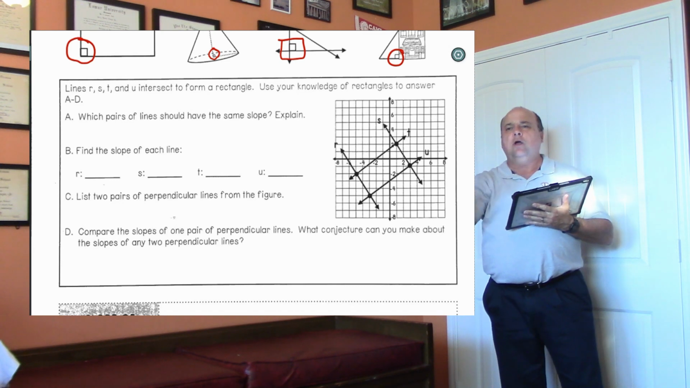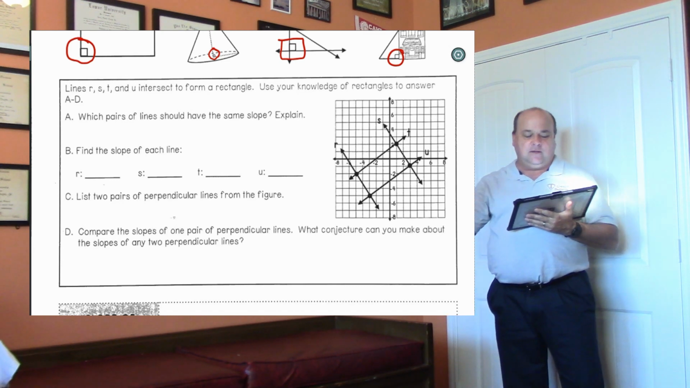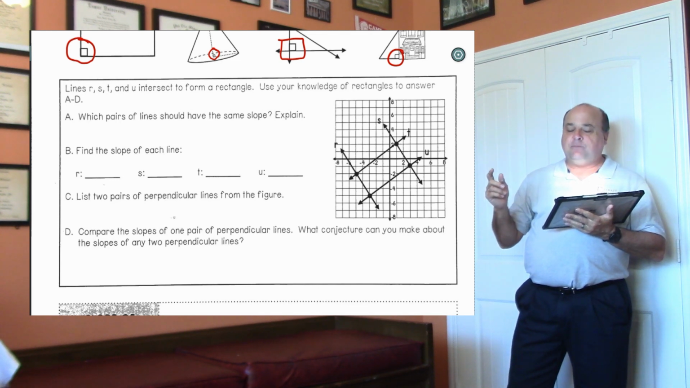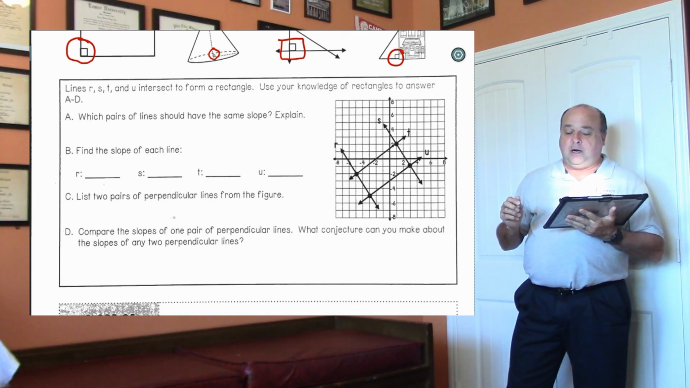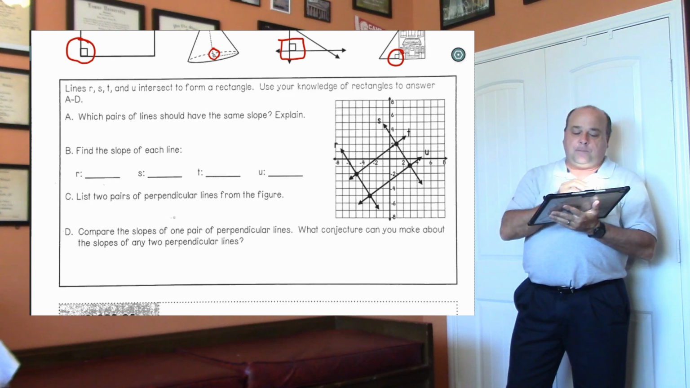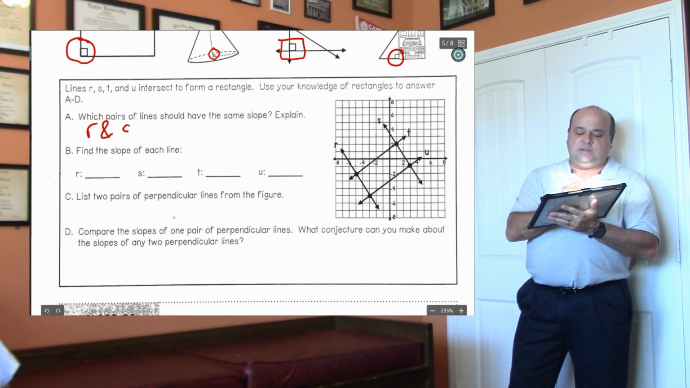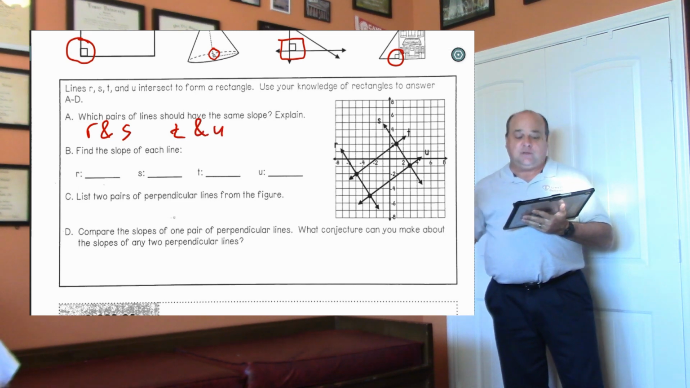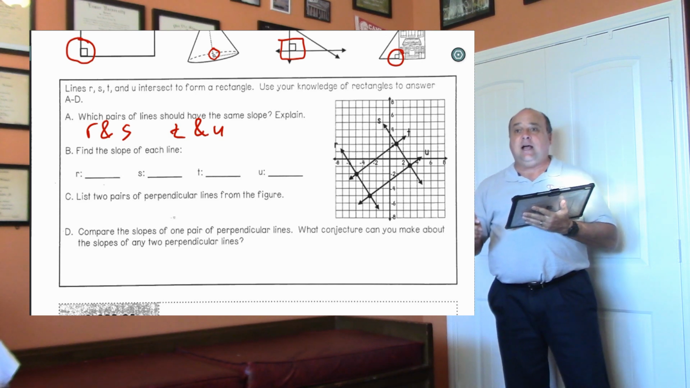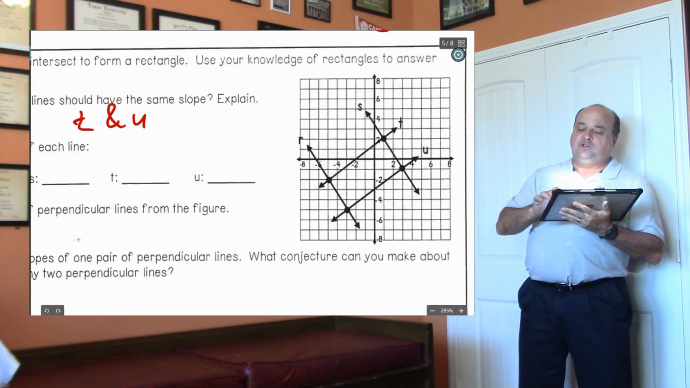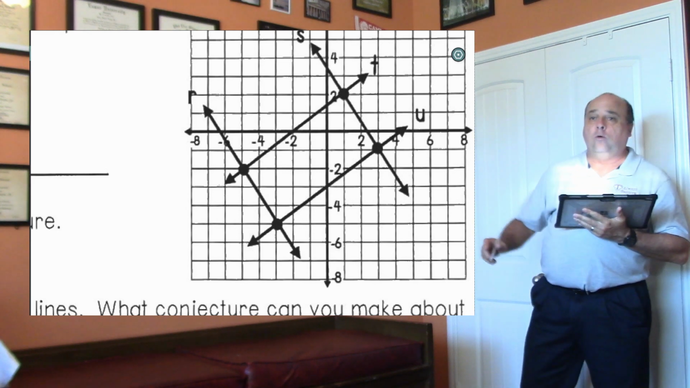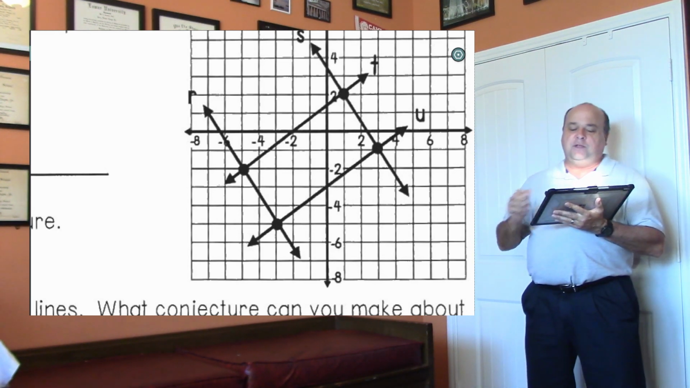Now we're going to look at the rectangle and get the slopes. So which pair of lines should have the same slope? Two of these lines are parallel. The two lines that are parallel are R and S and T and U, right? Those two lines should have the same slope because if this is a rectangle, the opposite sides won't meet, will they? So I'm going to zoom in on this so you can see it better, and we are going to get the slopes of all these lines.